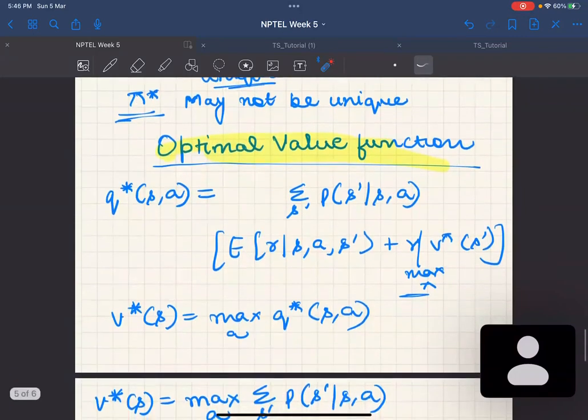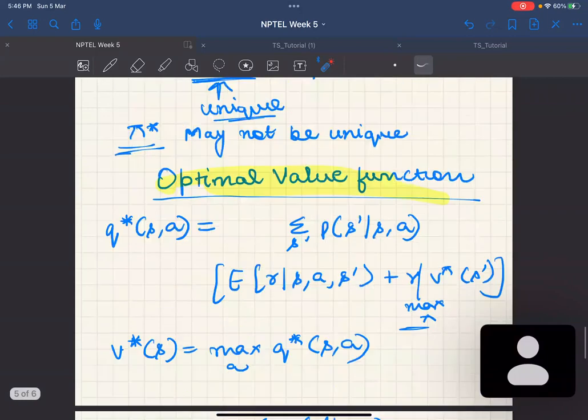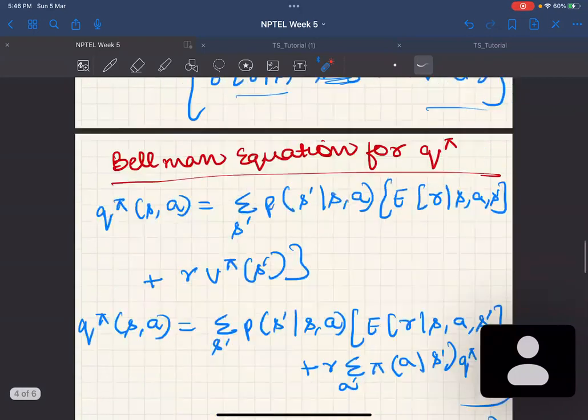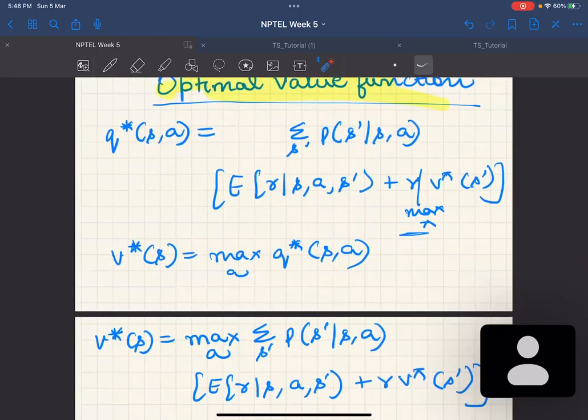Coming to the optimal value function Q star of S, A, it is the same thing which I have written here. Now I'm talking about the max, because I'm talking about the max return, the optimal value function. I'm given S and A, then what is the probability I'll go to S dash, then what is the reward? I have S, A and S dash. Then I follow the max and go to V pi. I'm doing max here because this action may or may not be optimal.